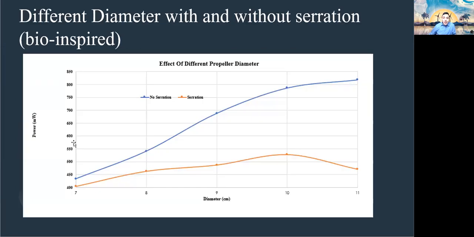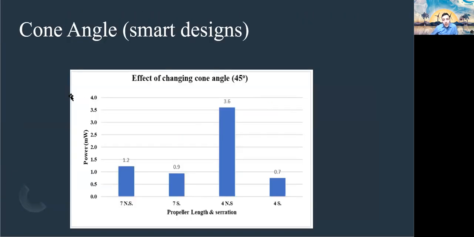So let's look at some of the results I got from my experiments. This is one of the most important ones. I changed the diameter and seriation. And you can see seriation surprisingly decreased the performance of the blade, and that was really surprising because in other studies it was supposed to improve the blade, but maybe it should have been the optimization of the blade, which I'm hoping I can do using CFD. This is the cone angle. This is basically a smart aspect of my blade. You can tell that the 4 centimeter non-seriated cone angle did the best.